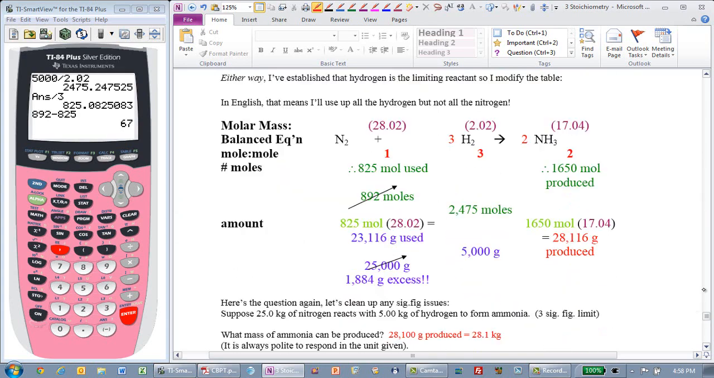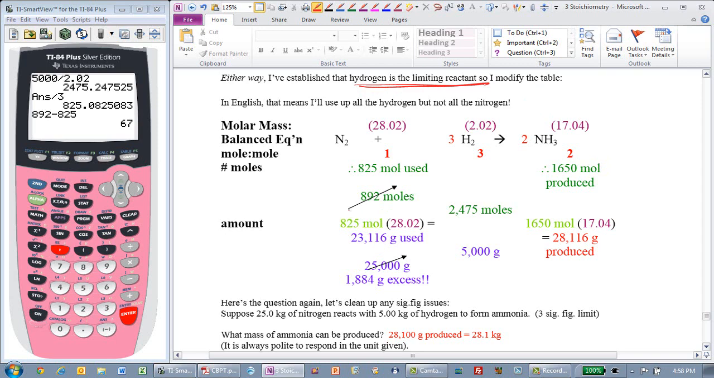It's going to take you some practice to get good at this. Hopefully you practiced in first year chemistry, and you're going, I'm going to fast forward through this stuff because I already know how to do this. All right, so either way, whichever place I started, I've established that hydrogen's a limiting reactant. So keep that in your head.